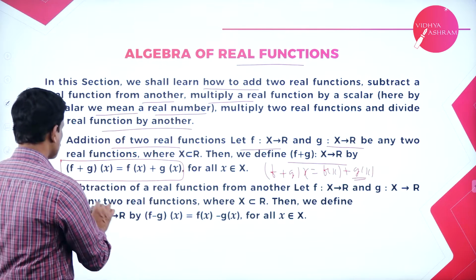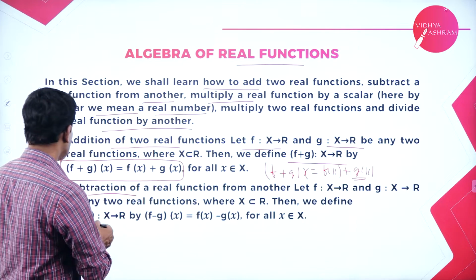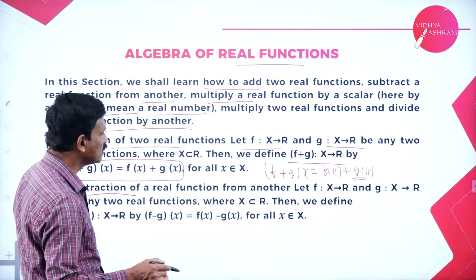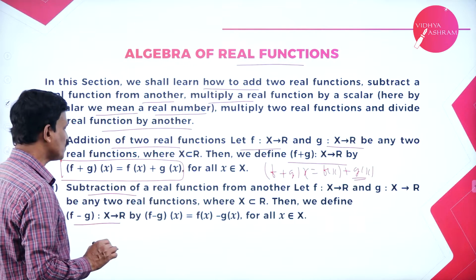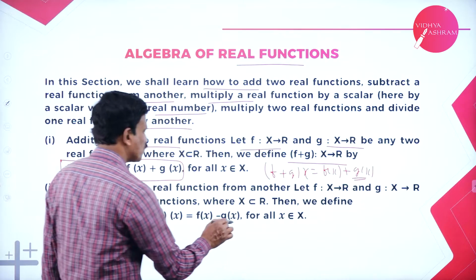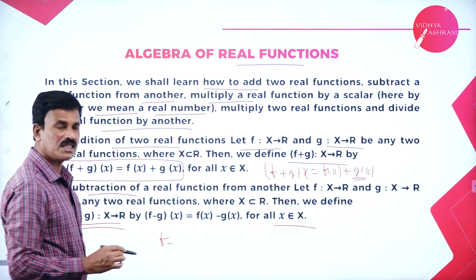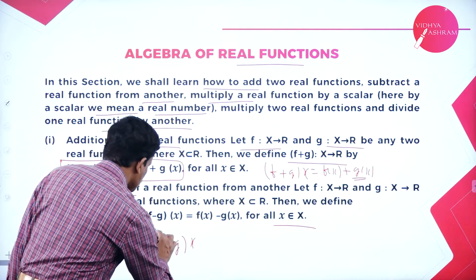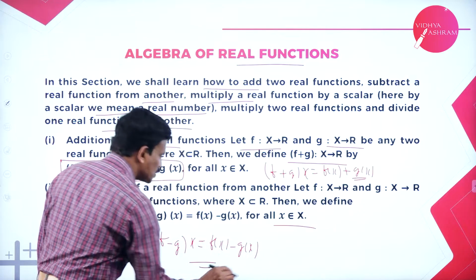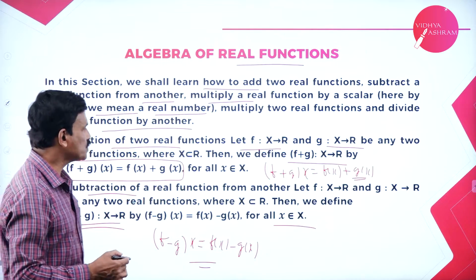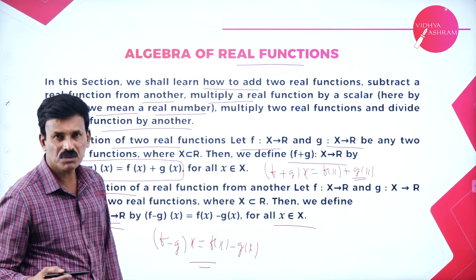Similarly, for the subtraction of two real functions, let f from X to R and g from X to R be any two real functions where X is a subset of R. Then we define f minus g from X to R as (f minus g) of x is equal to f of x minus g of x for all x belongs to X. So this is the subtraction. If it is positive, just put a plus sign, f of x plus g of x. If it is negative, f of x minus g of x.